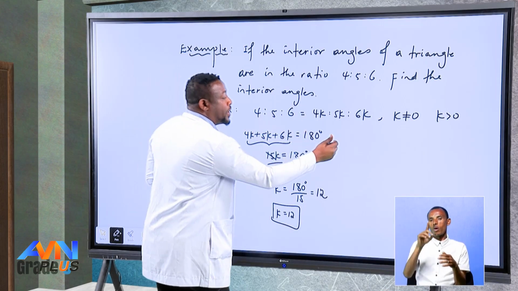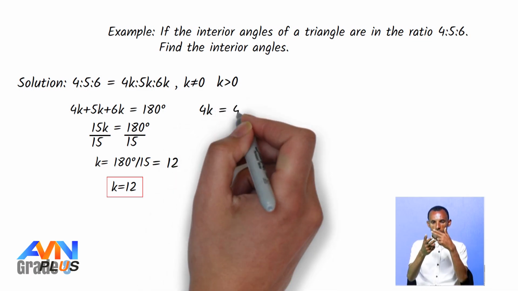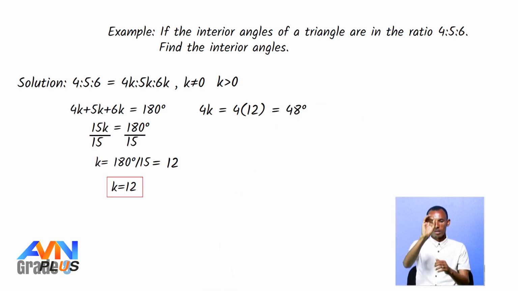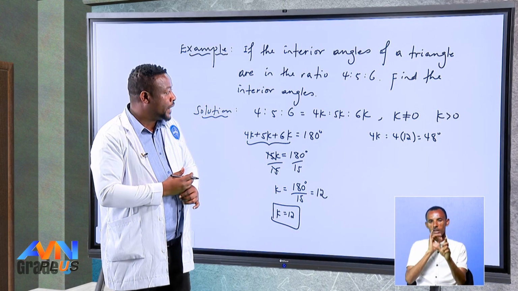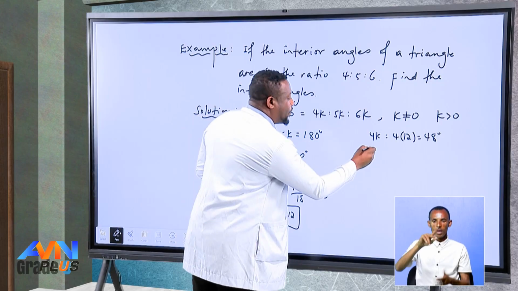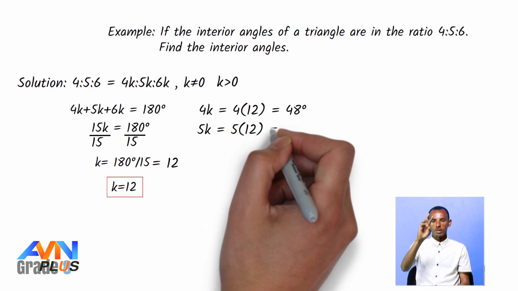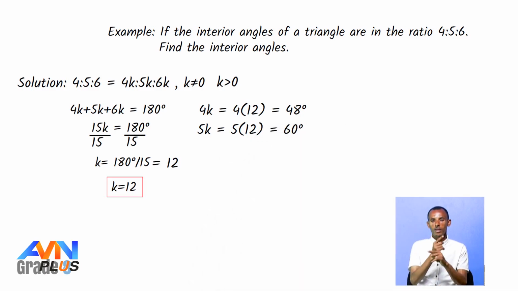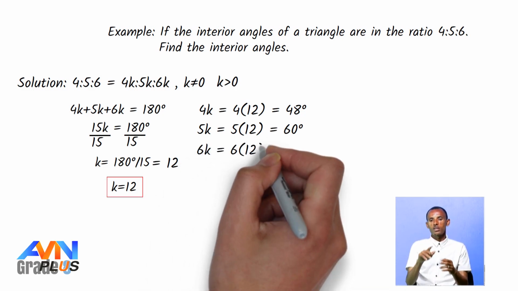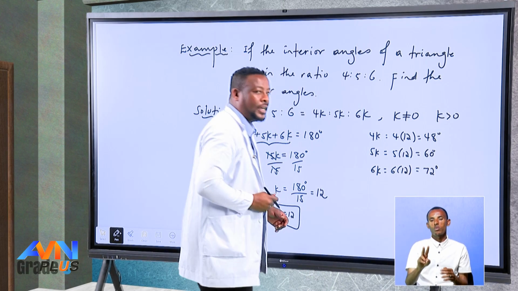One of the angles is 4K, which means 4 times 12, which is 48 degrees. One of the angles is 48 degrees, and 5K is 5 times 12, which is 60 degrees, right? And 6K is 6 times 12, which is 72, right?